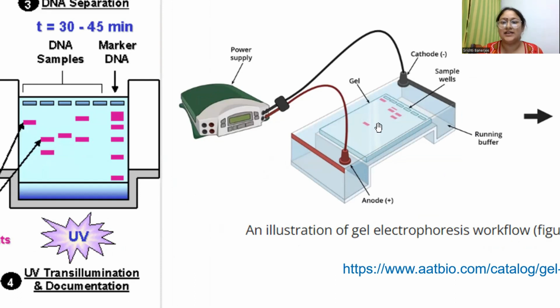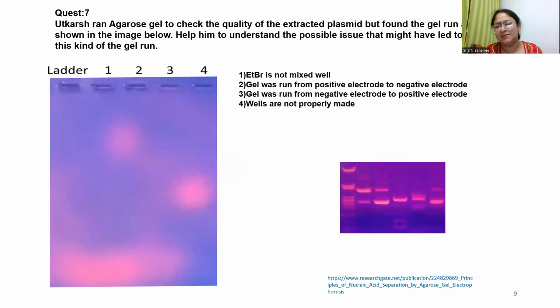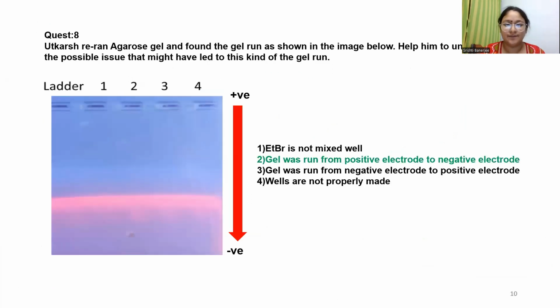One more thing. Suppose you have placed the electrodes correctly, but the gel was placed in the opposite way. Then also your entire experiment will go in vain. The well should always be towards the cathode, and the end of the gel should be towards the anode. That is how you make sure. This is a very common issue that happens. Many people do it. So yes, the gel was run from the positive to the negative electrode. Clear?